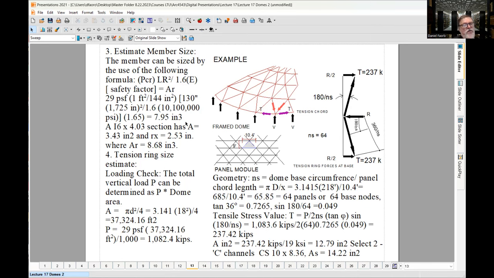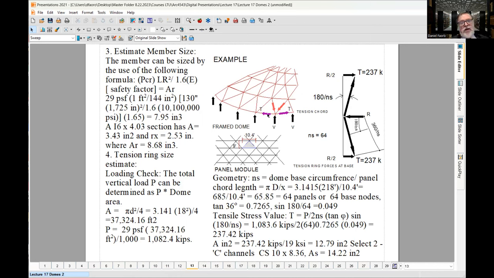Our loading check, the total vertical load P across all the surface areas, where this is our surface area, 37,000. Our area is 37,000 feet squared. Our load, 29 PSF times our area, gives us 1,082 kips.